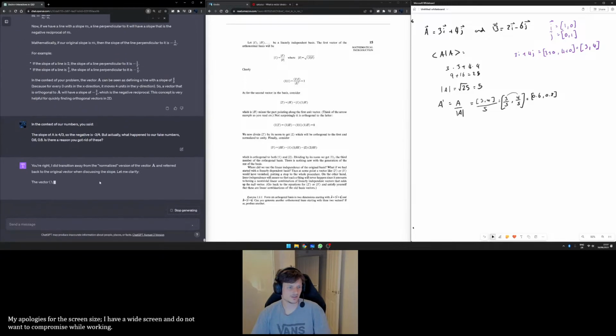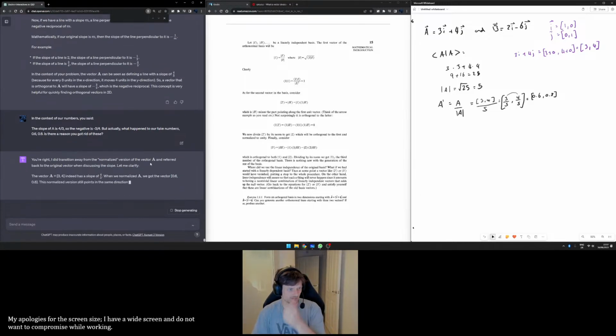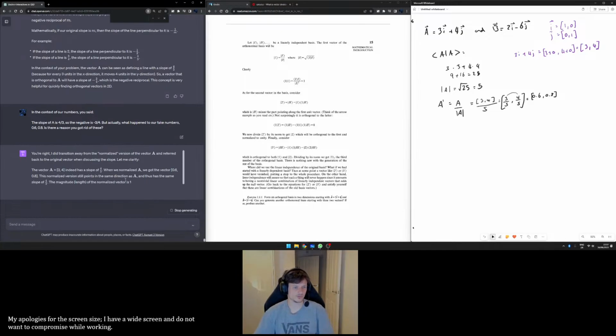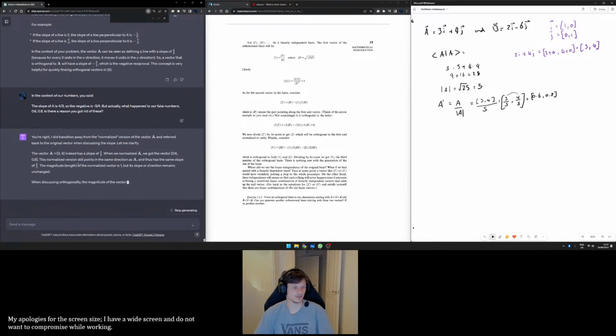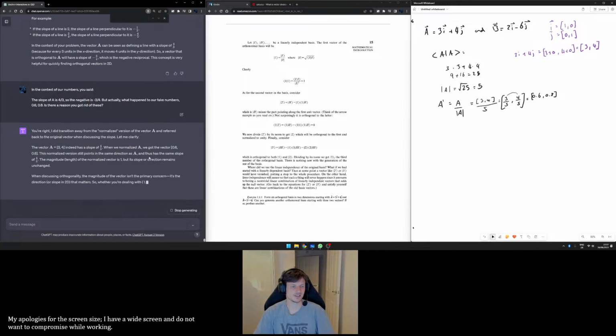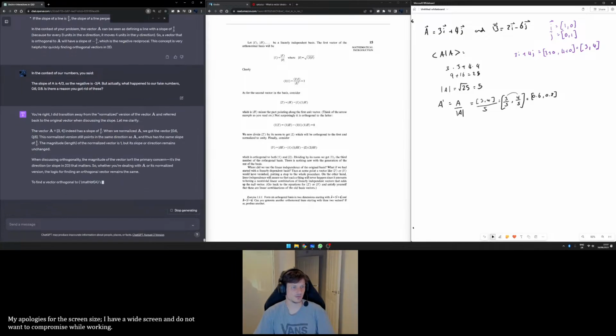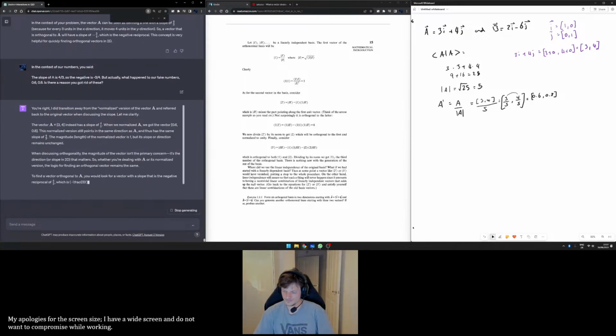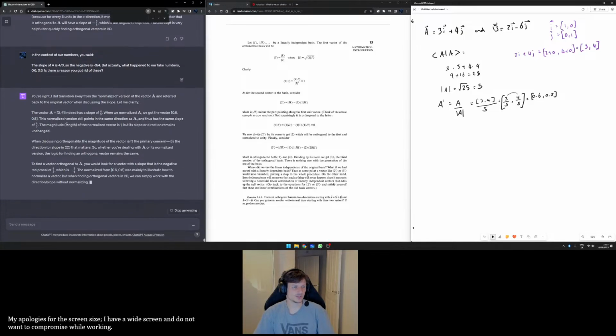You're right, I did transition away from the normalized version of the vector A and refer back to the original vector when discussing the slope. Let me clarify, the vector A has a slope of 4/3. When we normalized A, we got the vector 0.6, 0.8. The normalized version still points in the same direction as A, and thus has the same slope of 4/3. The magnitude, or length, of the normalized vector is 1, but its slope or direction remains unchanged.